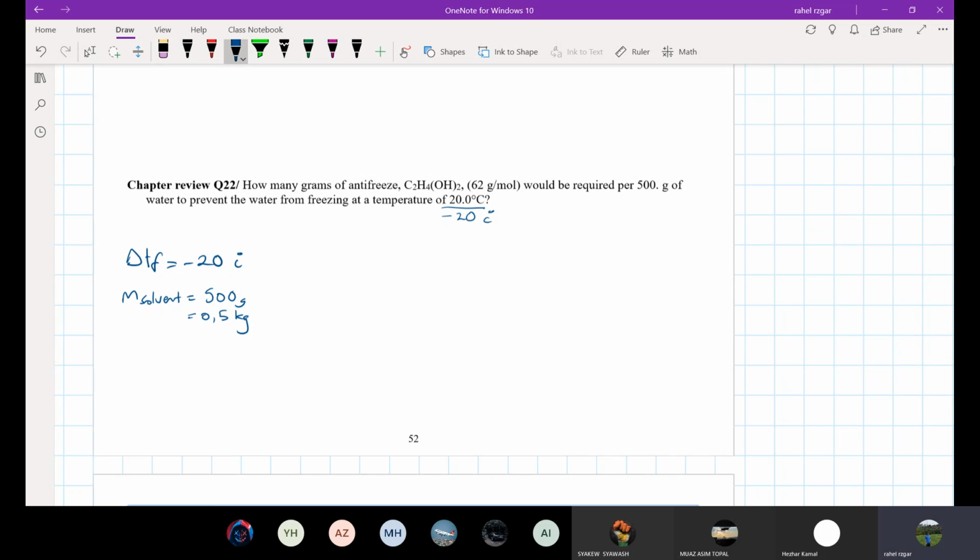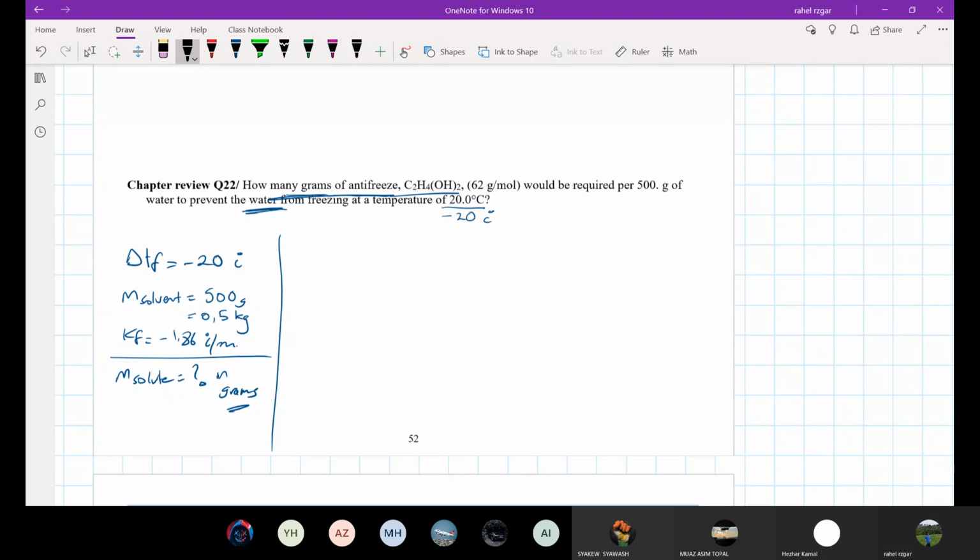Now, we have delta TF, we have mass of solvent. It says find how many grams. So what is how many grams of antifreeze? It is dissolved in water. So it's actually asking for mass of solute. We know KF. KF is still, it's dissolved in water. So KF is minus 1.86 Celsius per molal. Let's find mass of solute in grams. In grams. So whenever it says how many grams, it means find mass of solute here.